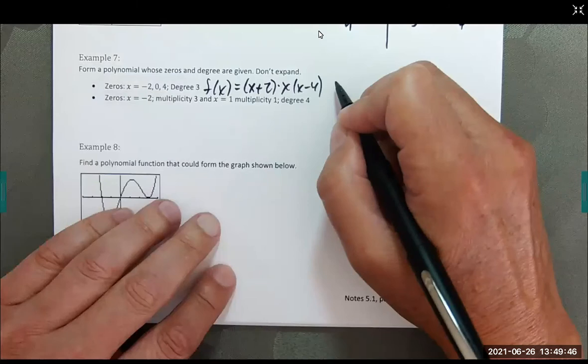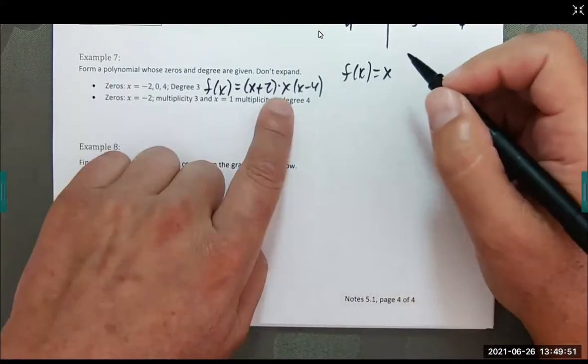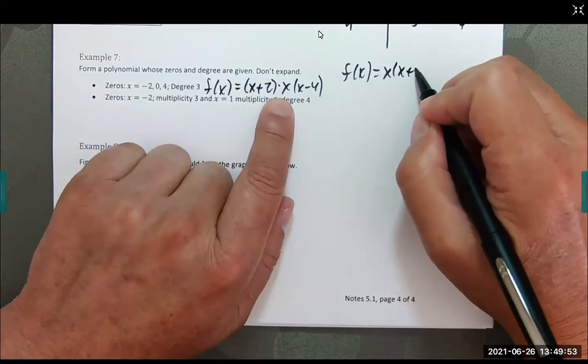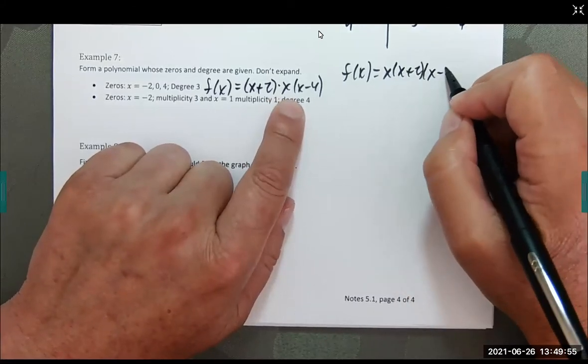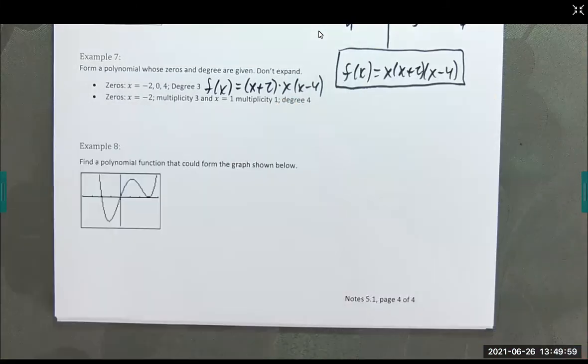So let's call this f of x equals, whenever the x is by itself, we usually try to write it out in front like that. X plus 2, x minus 4. And because they say don't expand, we are done with that one.